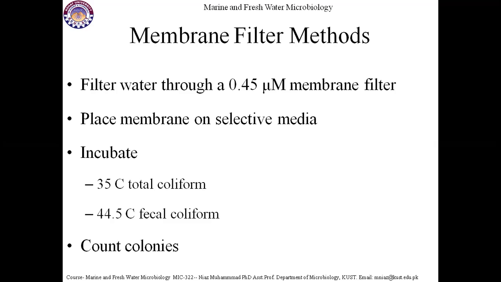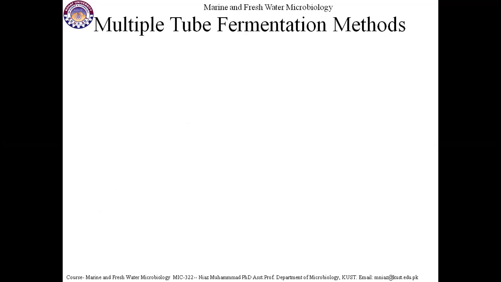If we want to do it for general coliform, we can keep it on MacConkey. If you want it for a selective and specific microorganism, we can keep it on eosin methylene blue, EMB, and we have to incubate it for 24 to 48 hours. If you want to do it for total coliform, we have to incubate it at 35 degrees C to 37 degrees C. If you want it for fecal coliform, we can incubate it at 44.5 degrees C for 24 to 48 hours. Then we can count the colonies.